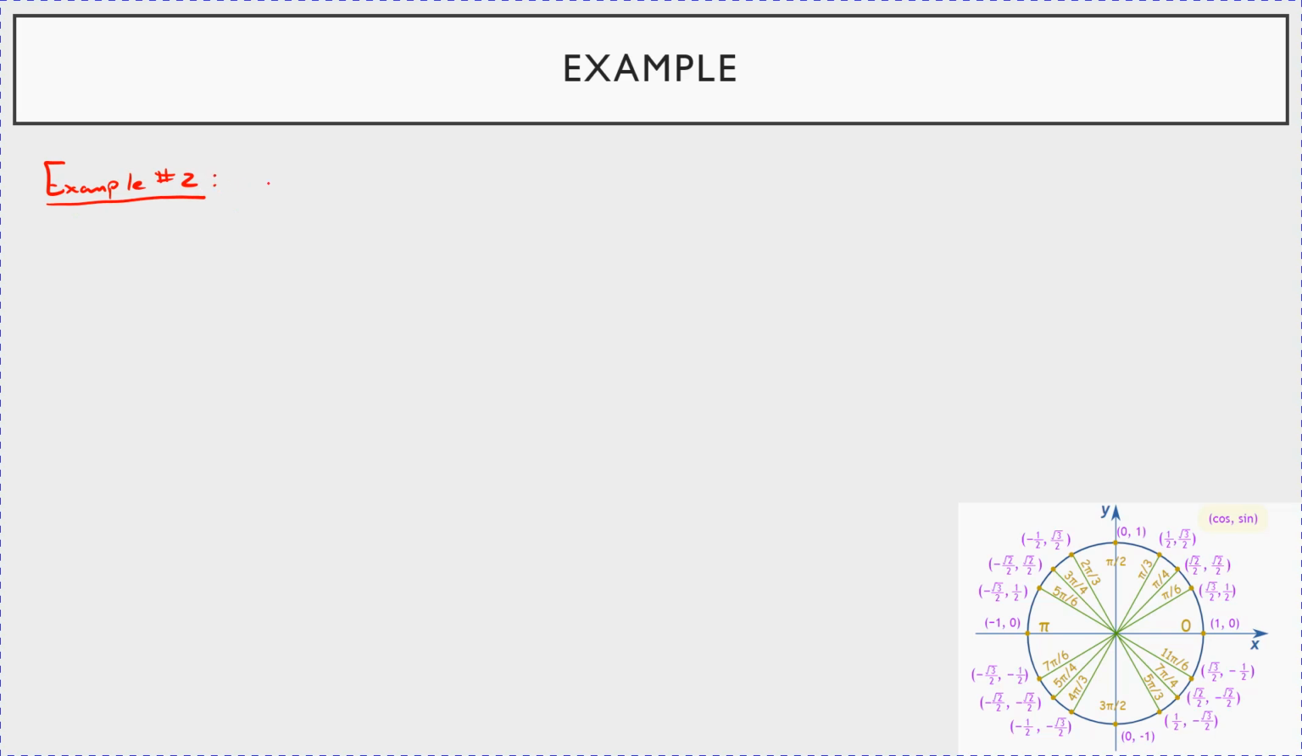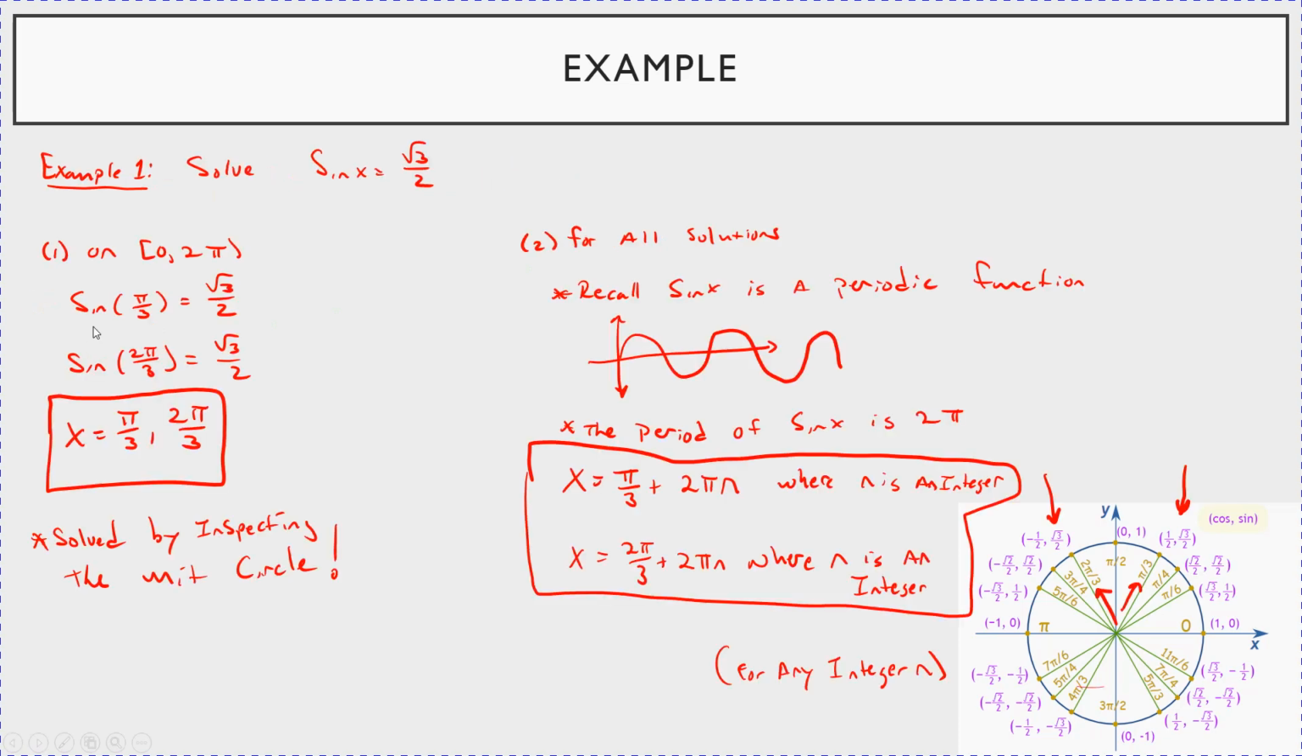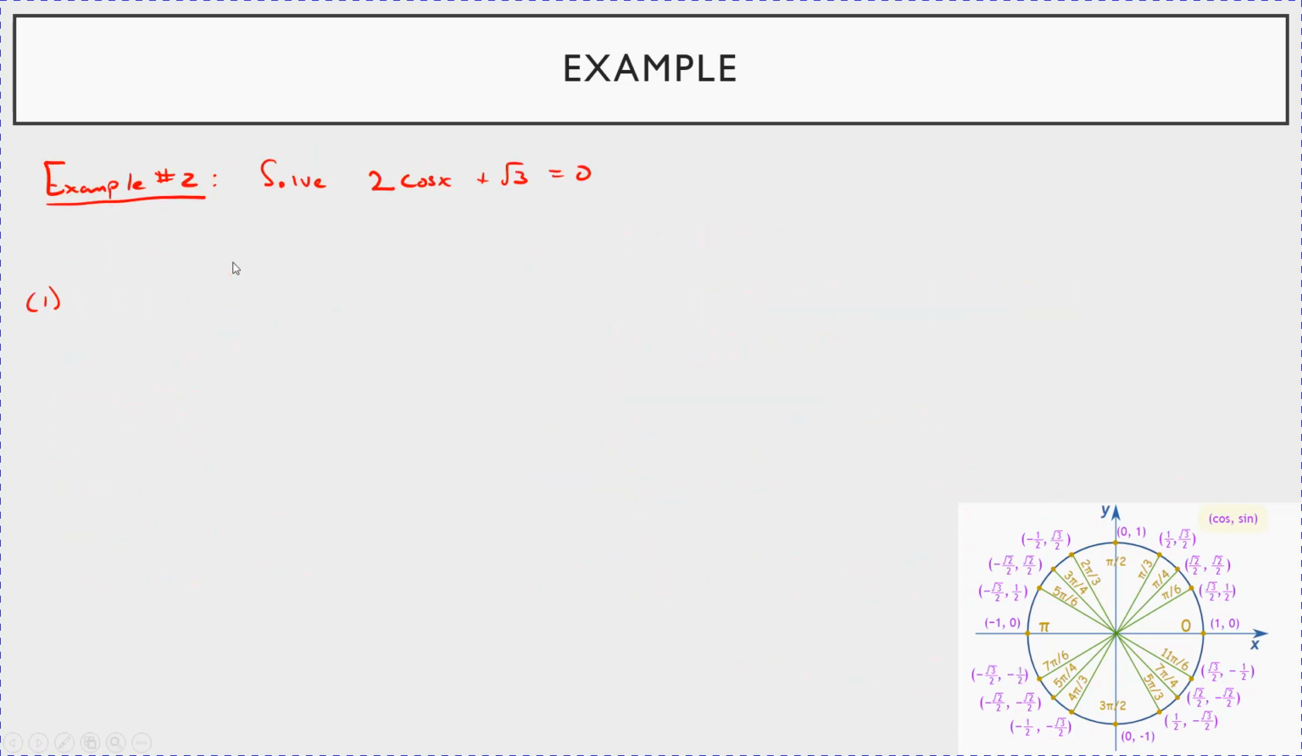Okay, let's solve. Again, let's look at this one. 2 times cosine of x plus the square root of 3 is equal to 0. Again, we're going to do this just like we did before, on 0 to 2 pi. And then we'll do this for all solutions.